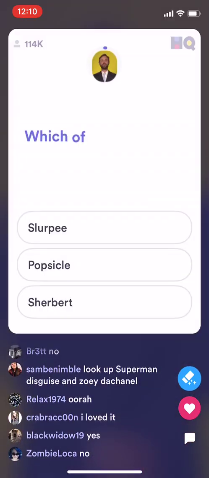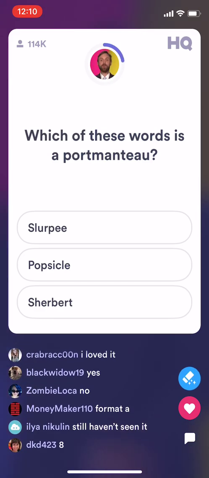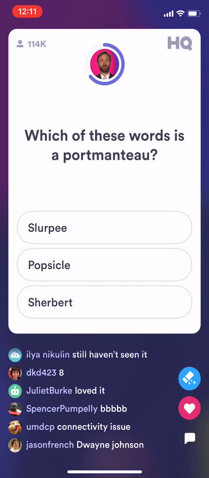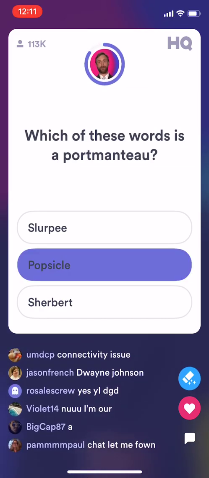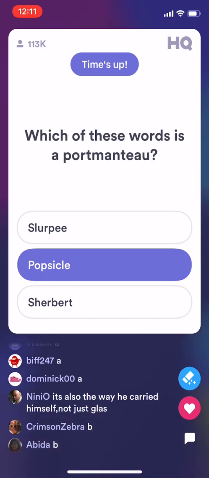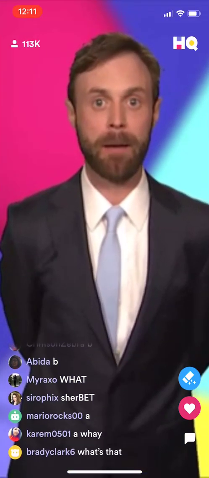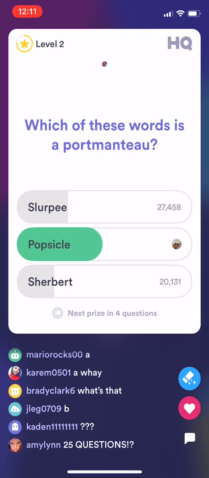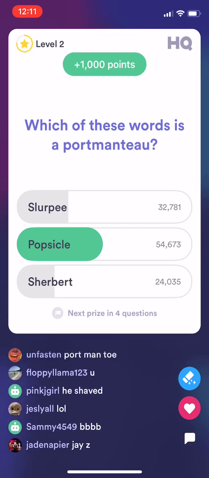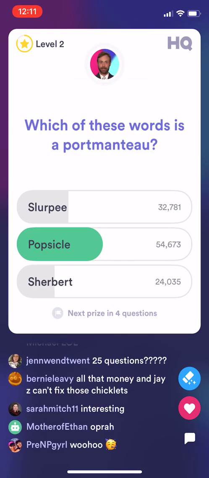Question 5. Which of these words is a portmanteau? Slurpee, popsicle, sherbet. How can I say? Portmanteau. Popsicle is a portmanteau of pop and icicle. That's right. 54,673. Licking on to the next one.